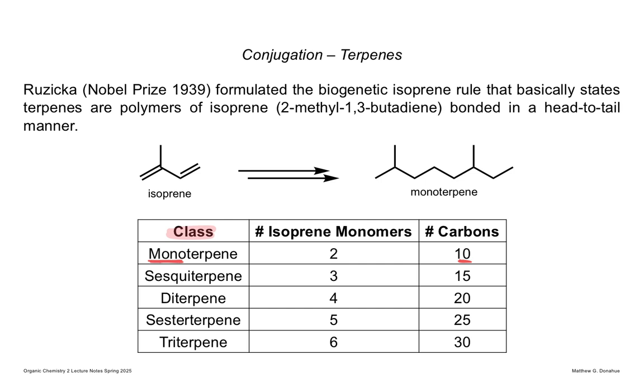Sesqui means 1.5. So you have 3 monomers, 15 total carbons. The trend is basically 5: 10, 15, 20, 25, 30. You've probably heard some of these prefixes: sesqui, di, sester, tri. If you understand the prefix, you multiply it by 5, and that gets you the total carbon count.